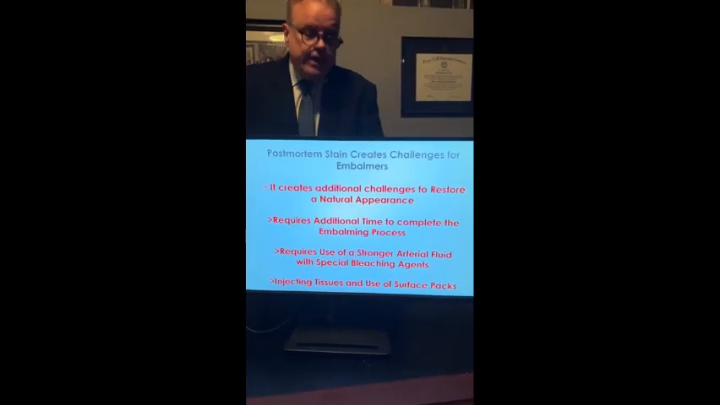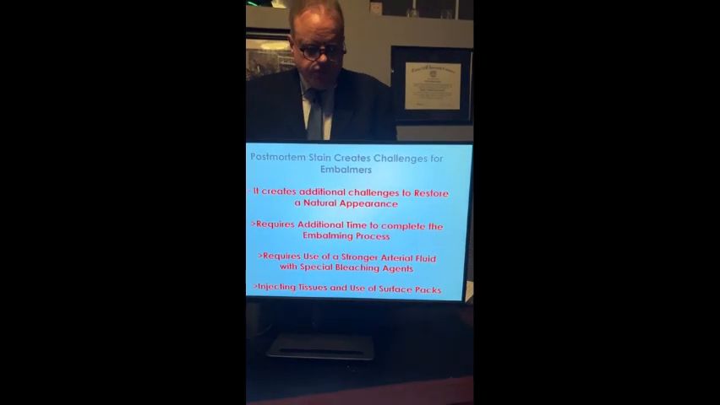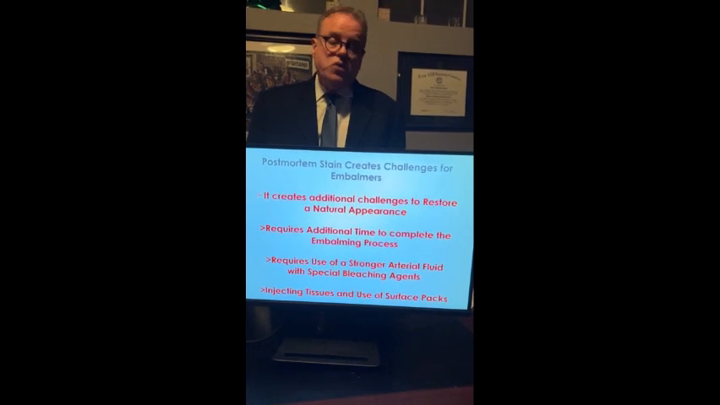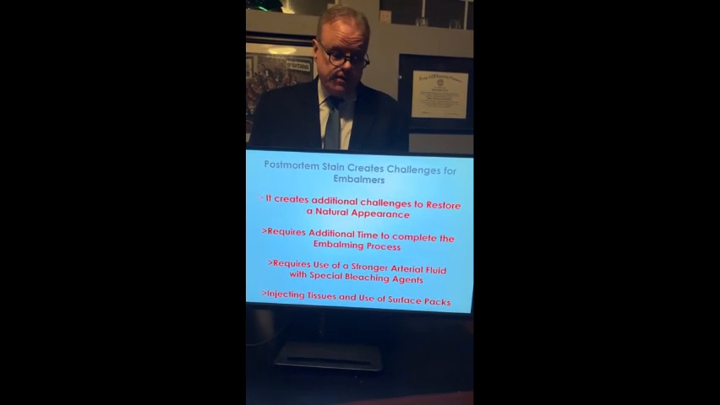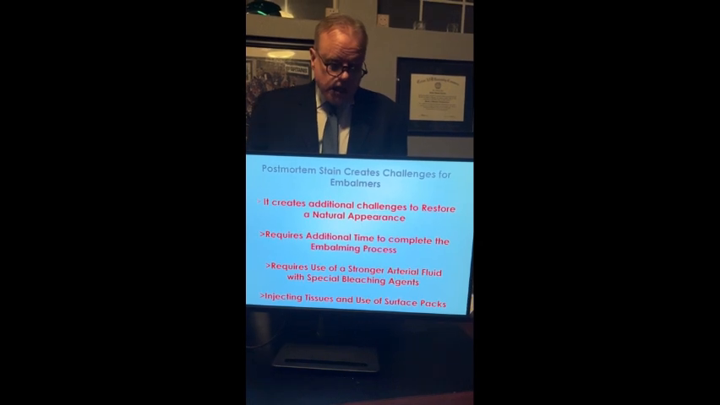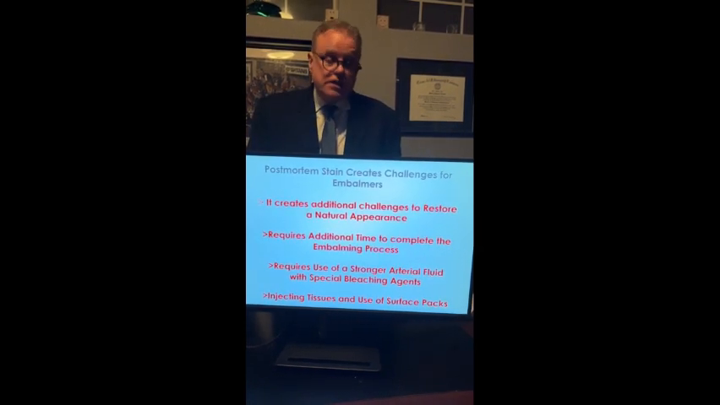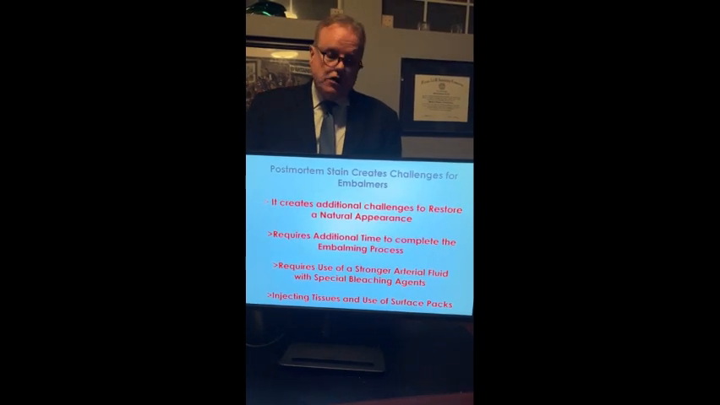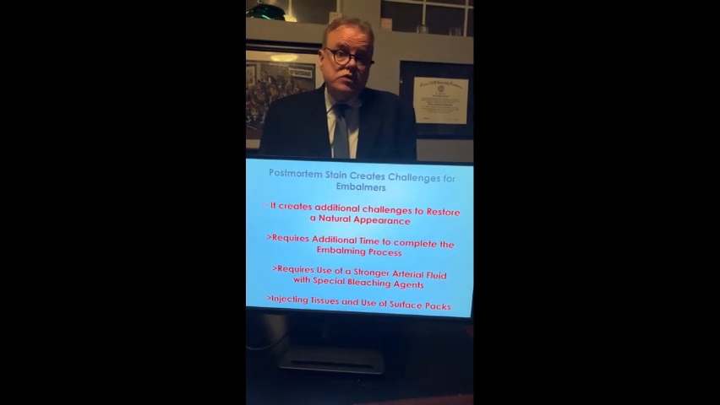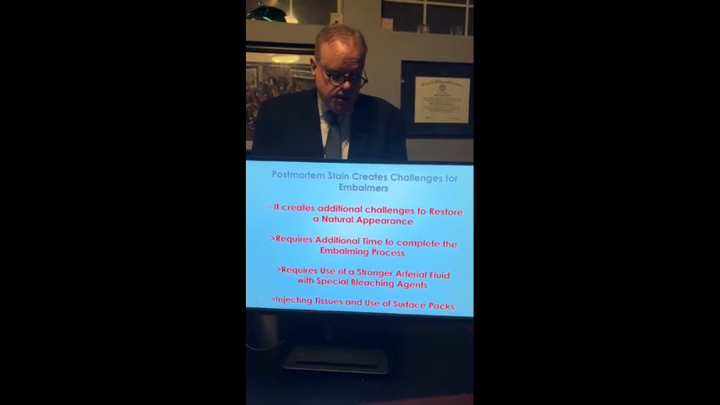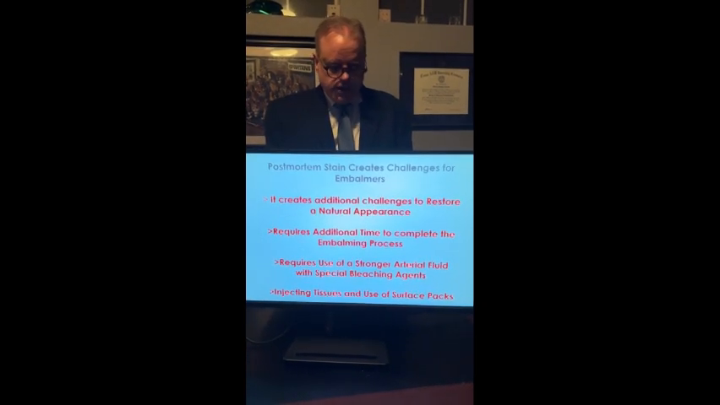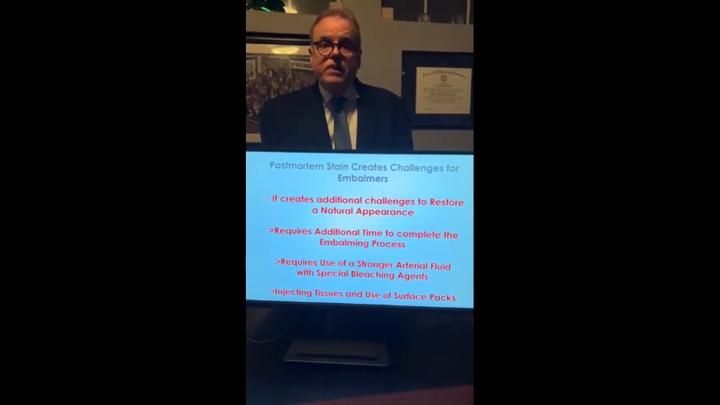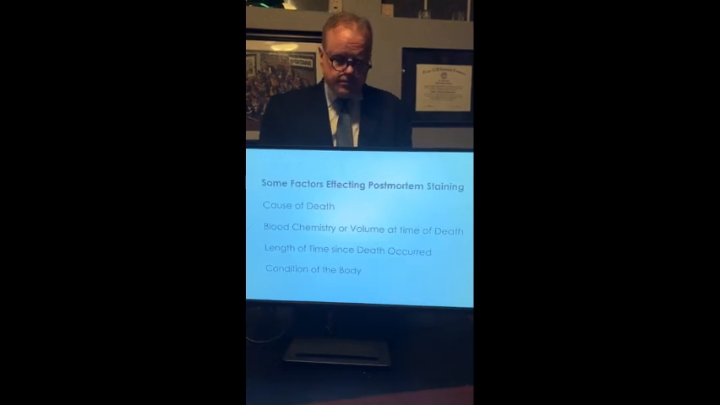Postmortem stain creates challenges for the embalmer. First off, it creates additional challenges in restoring the natural appearance of the decedent. It normally requires additional time to complete the embalming process. It requires the use of a stronger arterial fluid, sometimes with special bleaching agents added, and you may have to inject individual tissues and use surface packs to help reduce the discoloration.